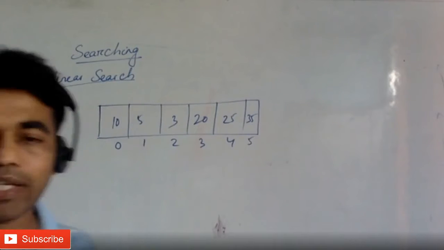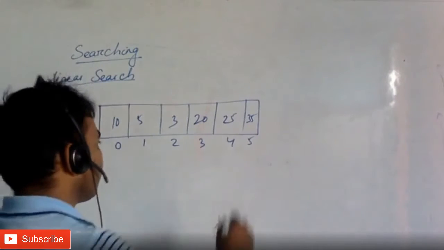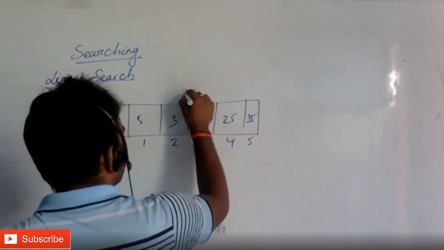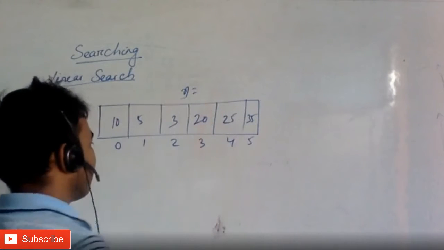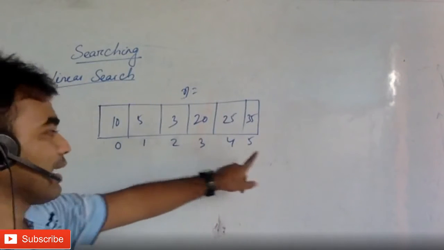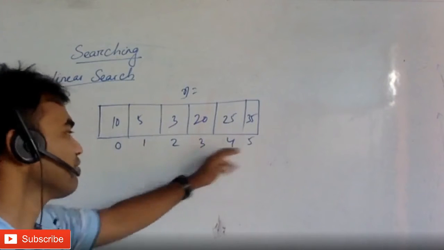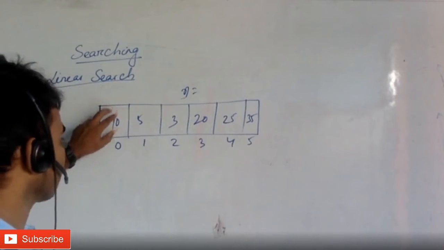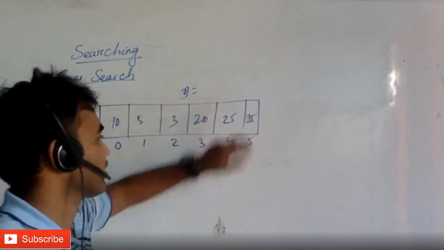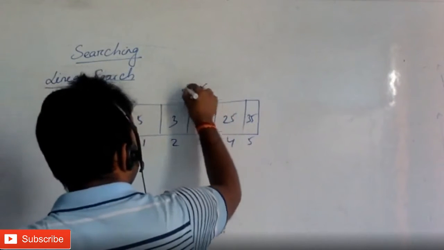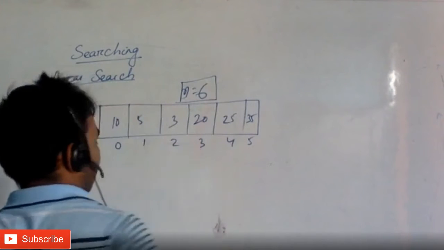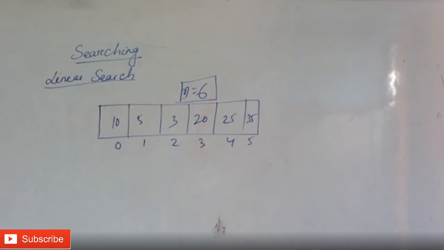Now, how many elements does my array contain? If I ask you, n is the number of elements. The array index is 0 to 5. Try to understand, the array index is 0 to 5, but how many elements does it contain? 1, 2, 3, 4, 5, 6. So 6 elements are there in that array, so n is 6.